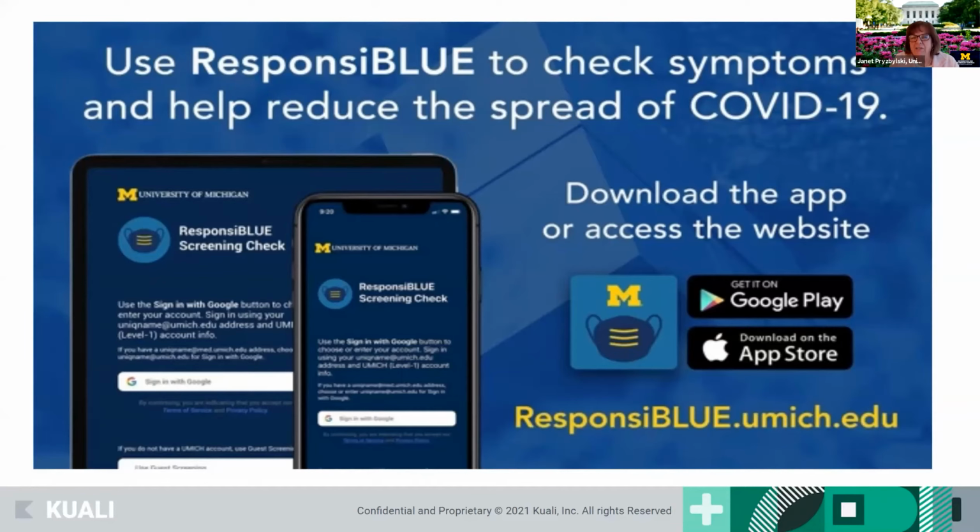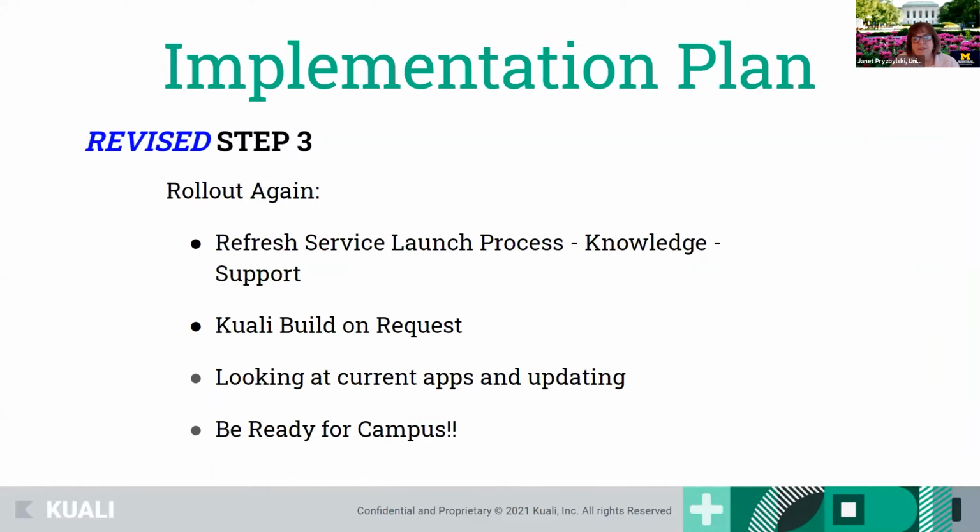So a year has passed. Some of us have gotten our vaccines. Our campus is opening up more and we're thinking about revisiting our step 3 again. We're going to look at rollout again. In order to do this, we need to refresh our service launch process, not start it over, just refresh it. We need to look at our knowledge, our support base, and make sure that everybody is more up to date.